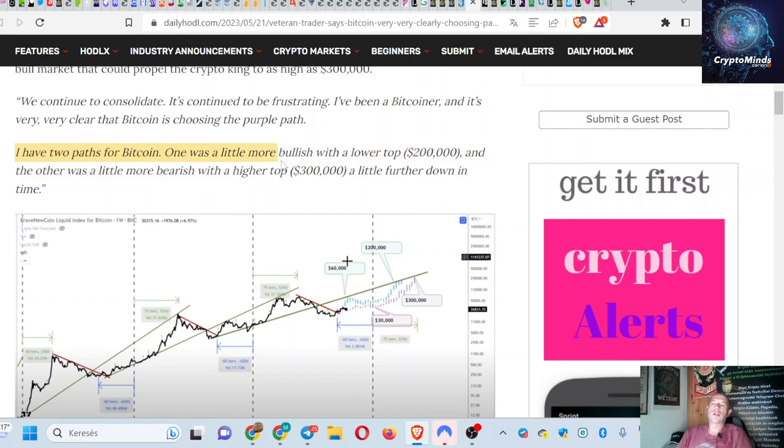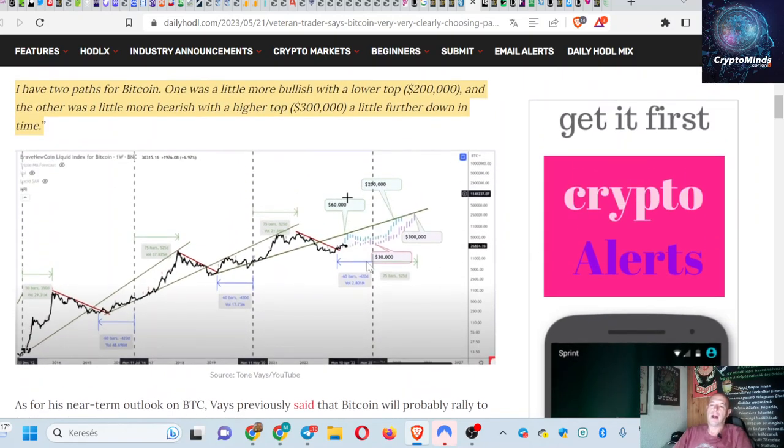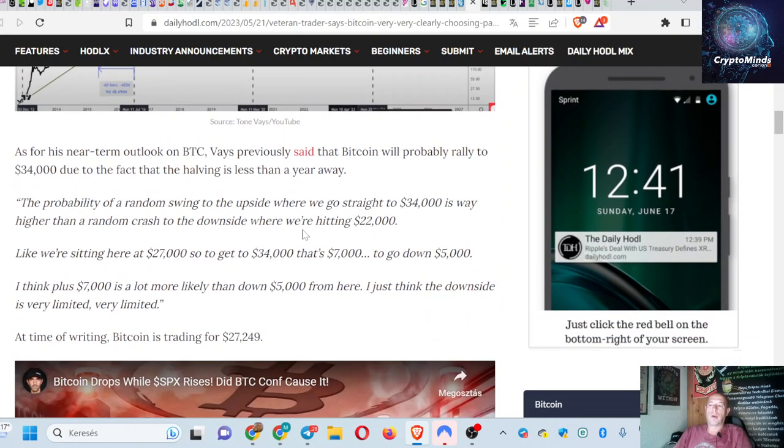One was a little more bullish with a lower top, 200,000, and the other was a little more bearish with a higher top, 300,000, a little further down in time. So guys, 200,000 and 300,000, but 200,000 is more the consolidated one. So the blue and the purple, these are the two options that Tom Ways thinks, and these are post-halving, the next cycle top after the halving. And the halving is when the Bitcoin rewards that the miner gets are divided every 4 years.